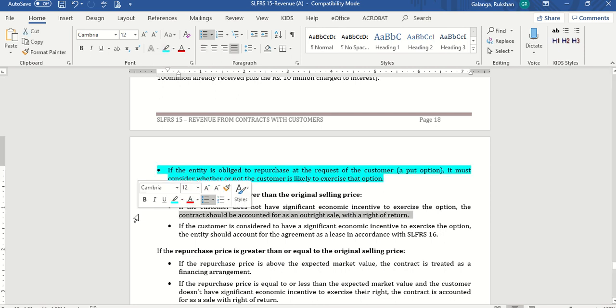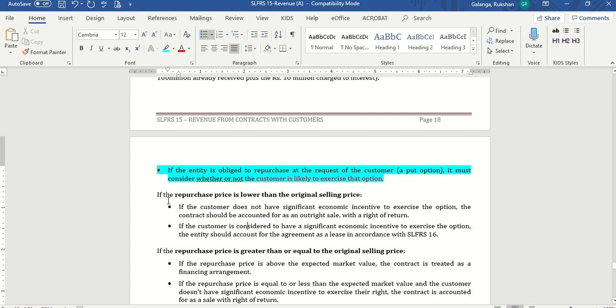What happened? If the entity is obliged to repurchase at the request of the customer, a put option, it must consider whether or not the customer is likely to exercise that option. So you should know මේ වගේ වෙලාවක බලන්න, right? customer මේ option එක exercise කරයිද නැද්ද? ඒ කියන්නේ customer තමයි කියන්නේ මට මේ asset එක එපා ඔයාම purchase කරන්න කියලා. Right? So you want to look at whether the customer is likely to exercise this option. Depending on that, you want to determine.